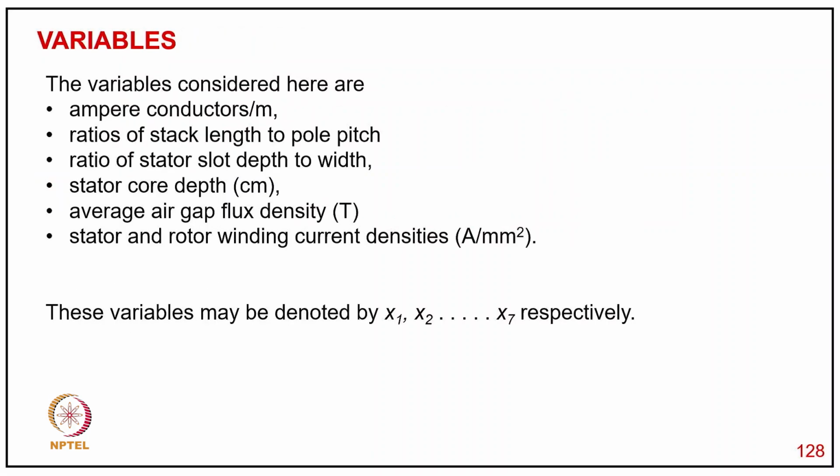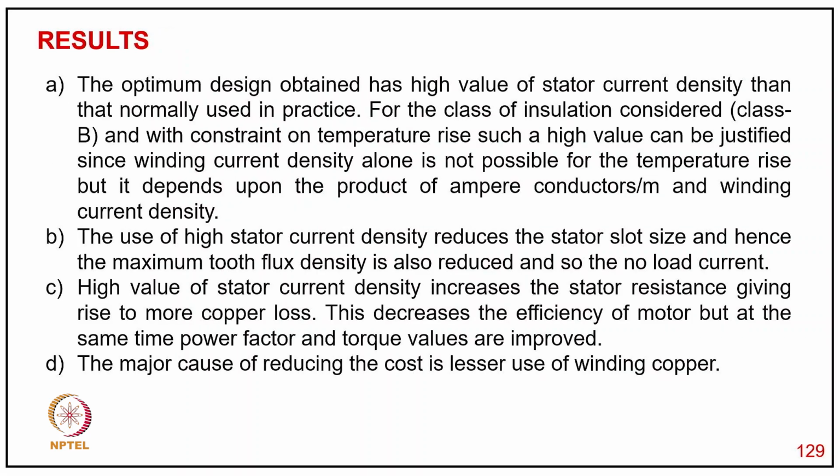The variables considered in this example are the ampere electrical loading, ampere conductor per meter, ratio of stack length to pole pitch, ratio of slot depth to width, stator core length L, average air gap flux density, and stator and rotor winding current density. And of course, seven variables are taken here.